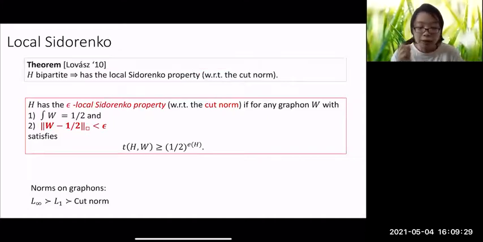Right. And so motivated by Lovász's new perspective, he actually showed that if H is bipartite, then it has the local Sidorenko's property. So basically he showed for any H, he can find an epsilon, which is the size of the neighborhood under the cut norm, such that H is epsilon local Sidorenko. So he proved the Sidorenko's conjecture locally.